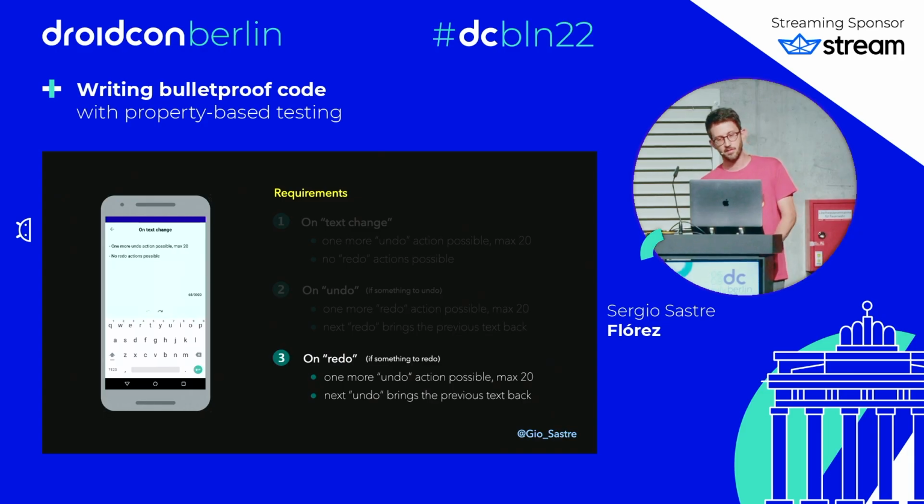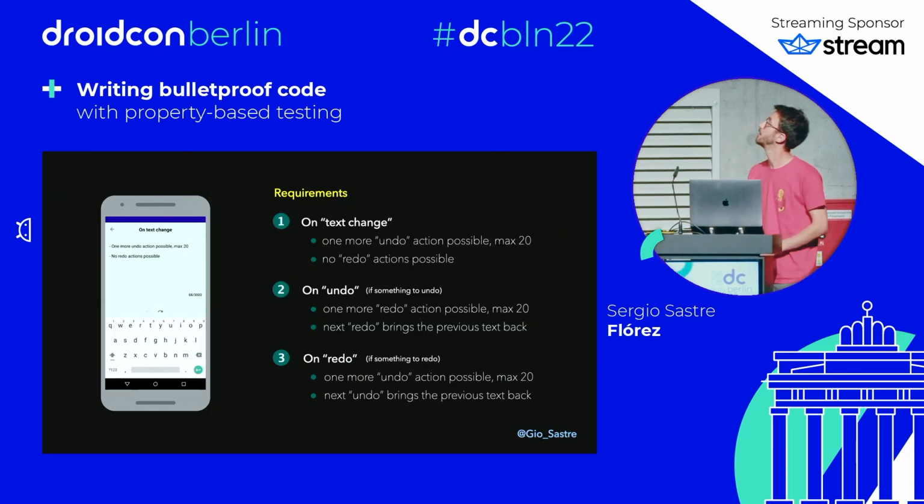And then we have the redo action. We've undone 20 actions. We can redo them by clicking on the redo button. And after doing that 20 times, we reach the maximum, so the redo is disabled. And that's it. Those are our requirements. And we may notice that we can undo and redo 20 times maximum. It's a requirement of this text editor.